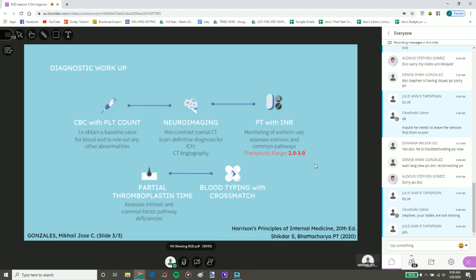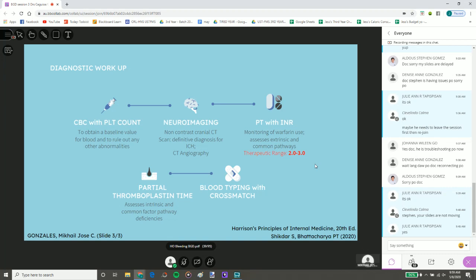The diagnostic workup of a patient presenting with bleeding with a history of warfarin therapy is composed mainly of the following. First is the CBC with platelet count and subsequent blood typing and cross-matching. The patient is presenting with bleeding, so it is important to assess the blood count so as to guide whether or not transfusion is necessary at this point or at any point during the management of our patient. Moreover, the CBC will show us if there are any other deficiencies in our patient which may lead to bleeding, such as low platelet count.